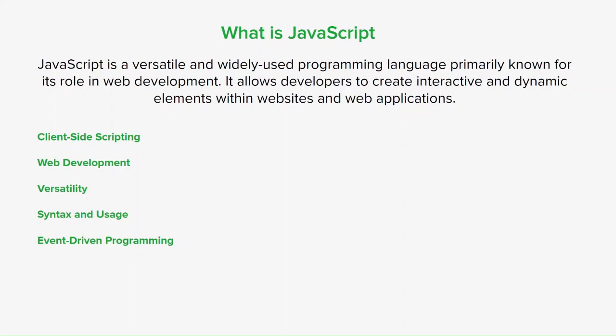JavaScript is event-driven, which means that it responds to user actions and events like clicks, key presses, and mouse movements. Developers can write code that reacts to these events, making websites more interactive and user-friendly. There are numerous libraries and frameworks built on top of JavaScript, such as jQuery, React, Angular, and Vue.js. These tools provide developers with pre-built components and abstractions to simplify the process of building complex applications.